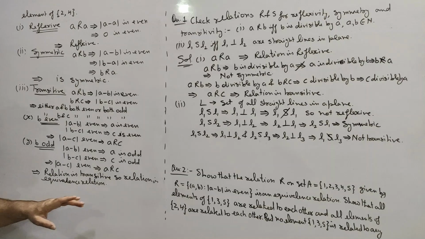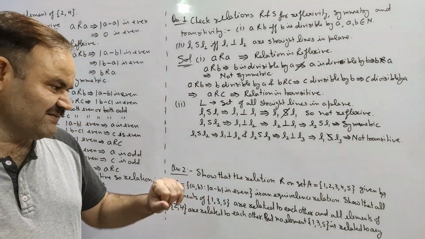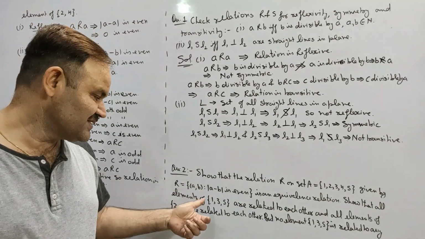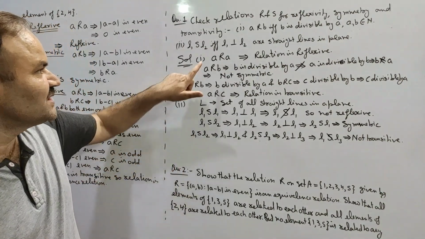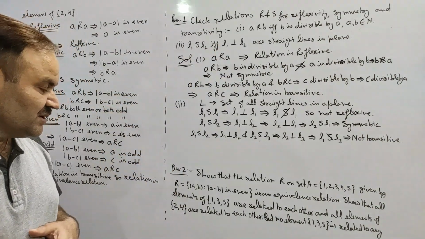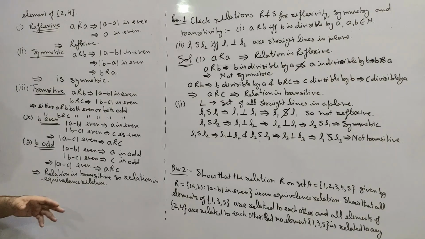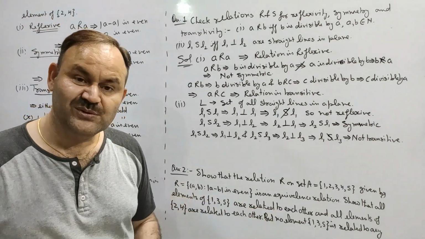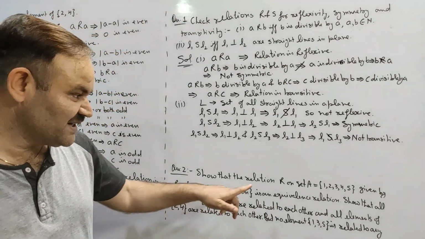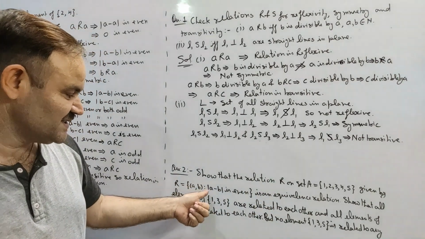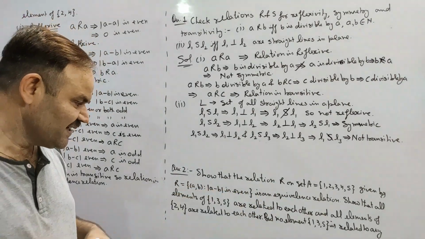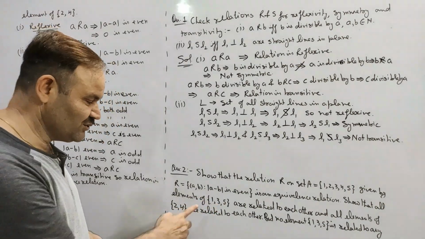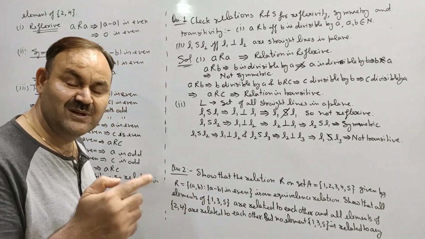Now we come to the second part of the question, and the second part states that we have to show that all elements of {1, 3, 5} are related to each other by the relation defined as (A, B) such that modulus of A minus B is even. And we know that the difference of two odd numbers is always even. So the elements 1, 3, 5 will be related to each other.